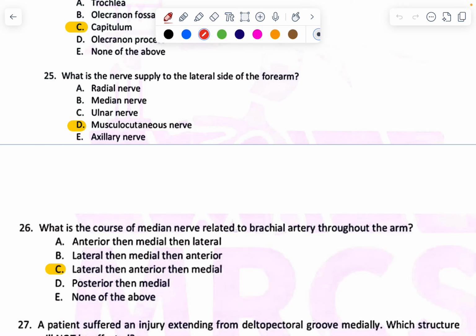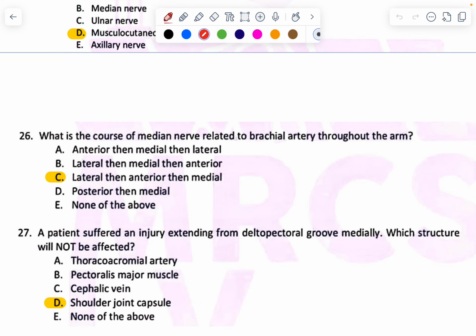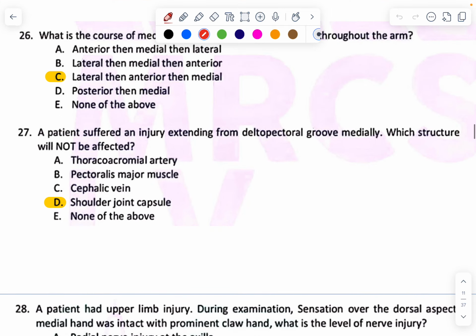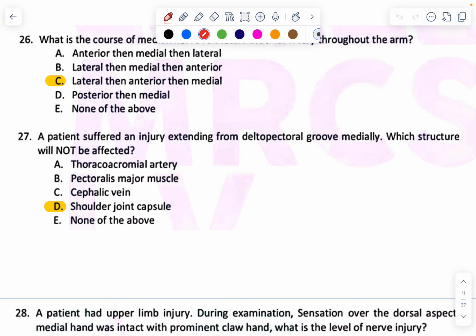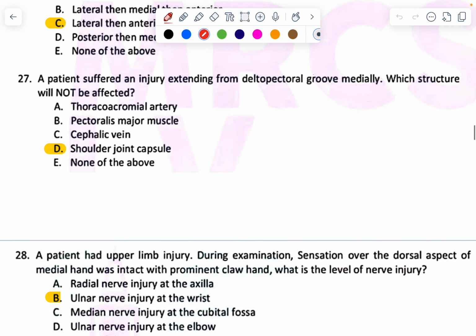A patient suffered an injury from the deltopectoral groove medially. Which structure? Cephalic vein is commonly injured. Not affected is, so all the others, cephalic vein, pectoralis major, thoracoacromial will be injured except the joint capsule. A patient has an upper limb injury; during examination the dorsal aspect of the medial was intact and there was a prominent claw. So if it is at the level of the wrist, it will be prominent, and partial if at the elbow.